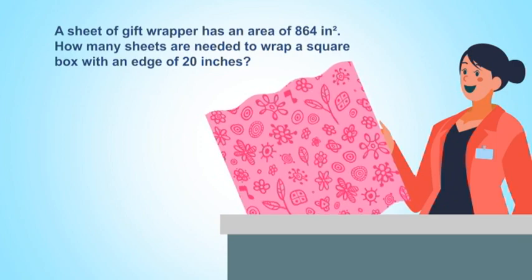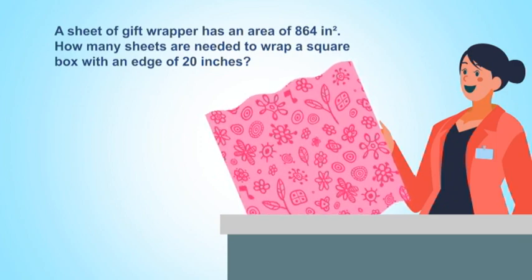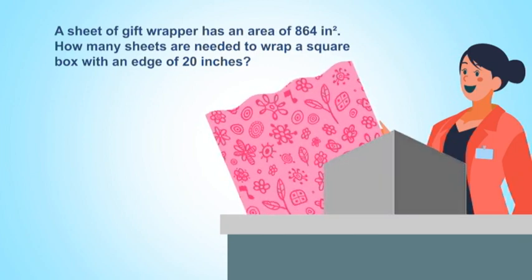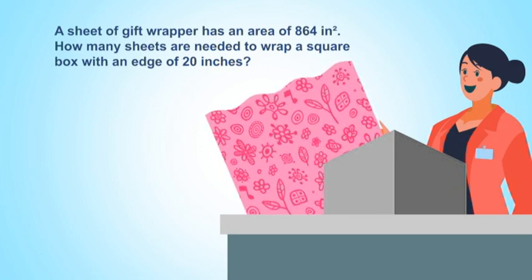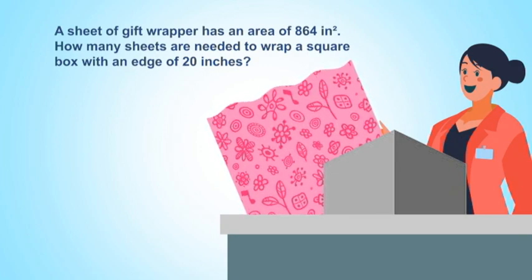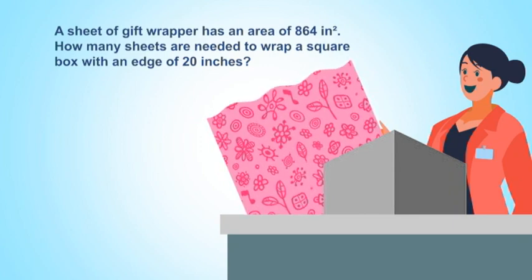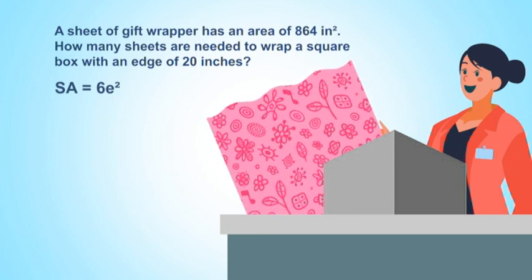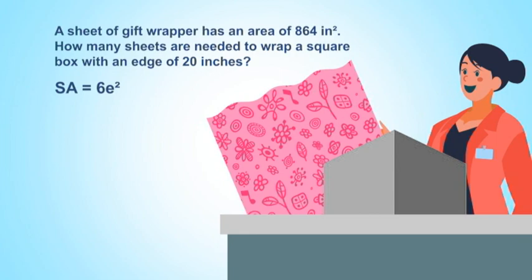Example 2. A sheet of gift wrapper has an area of 864 square inches. How many sheets are needed to wrap a square box with an edge of 20 inches? In this example, we are asked to find the number of sheets needed to wrap a square box or a cube. This means we can use the formula surface area equals 6 times e squared.